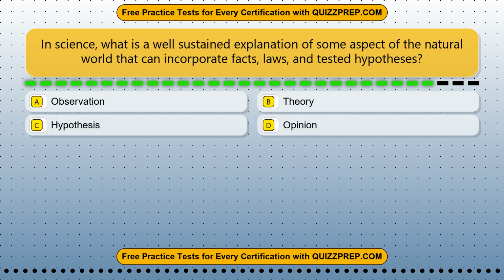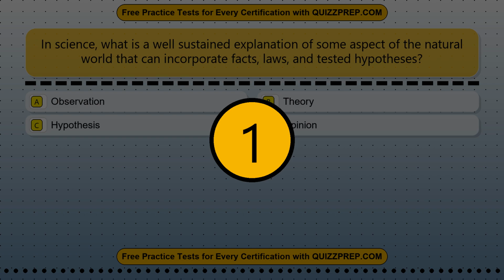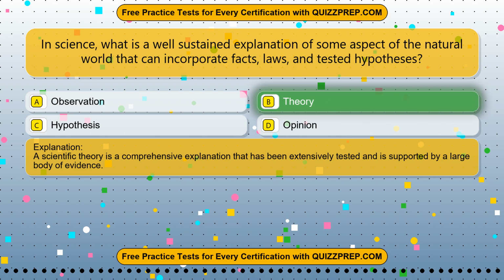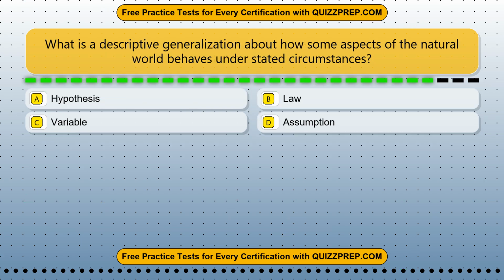Question 58. In science, what is a well-sustained explanation of some aspect of the natural world that can incorporate facts, laws, and tested hypotheses? Option A, observation. Option B, theory. Option C, hypothesis. Option D, opinion. The correct answer is option B, theory. A scientific theory is a comprehensive explanation that has been extensively tested and is supported by a large body of evidence.